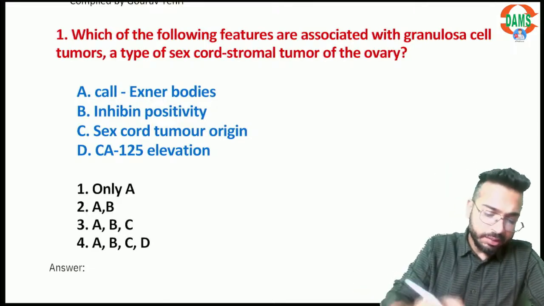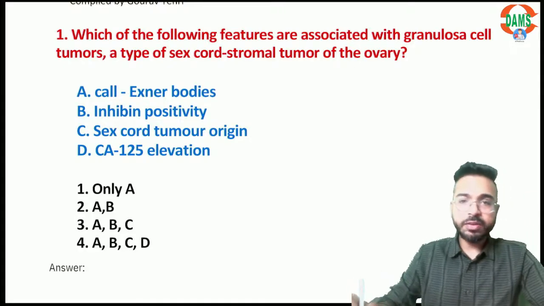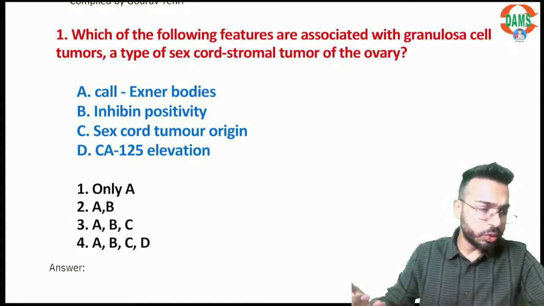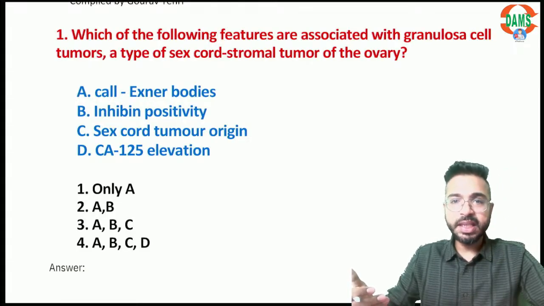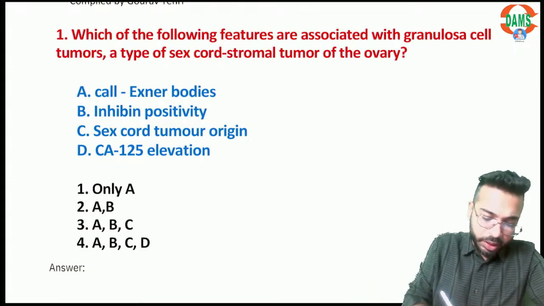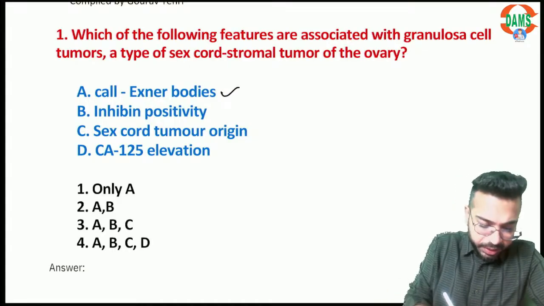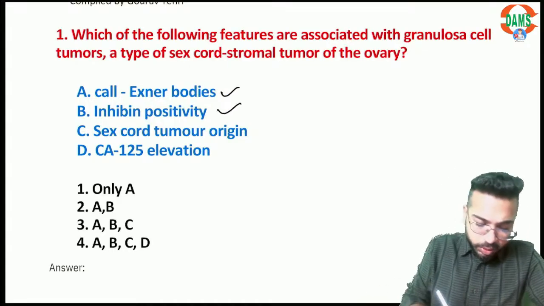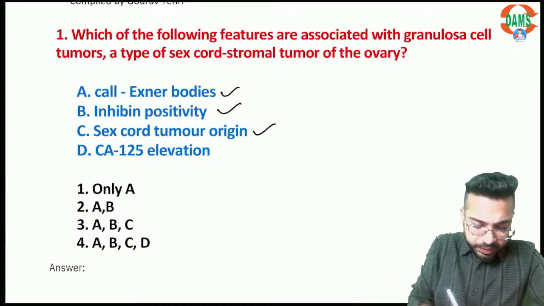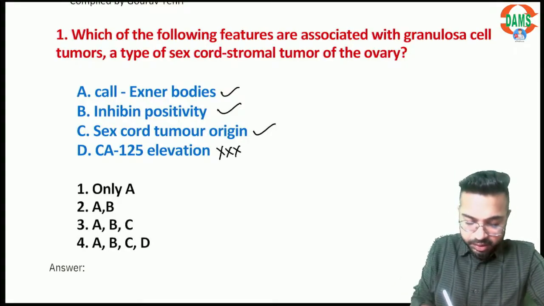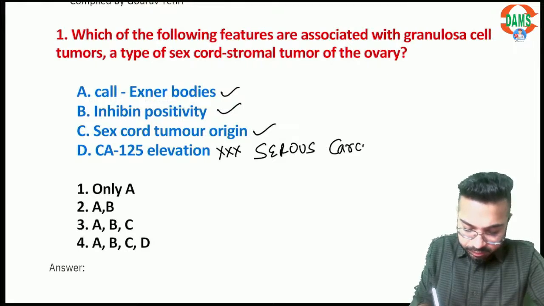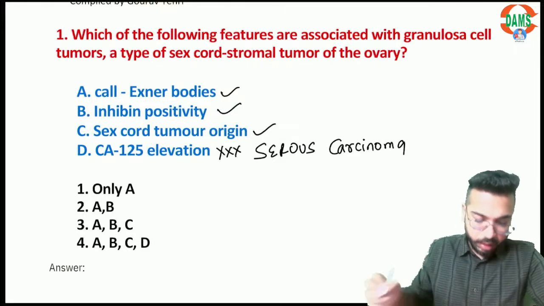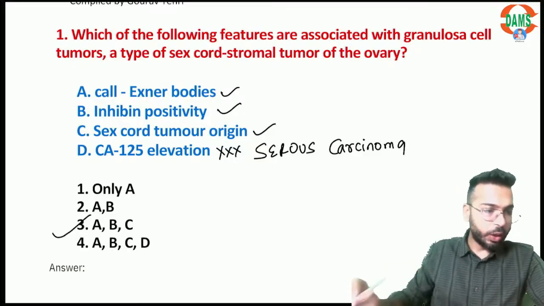You were supposed to tell the match of the following type, and multiple choice options were given. Which of the following is seen in granulosa cell tumor ovary? Call-Exner bodies? Yes. Inhibin positivity? Yes. Sex cord tumor origin? Yes. P120 deletion? No, it is seen in serous carcinomas, in epithelial carcinomas. So the best answer will be A, B, and C. I hope that was the exact question.